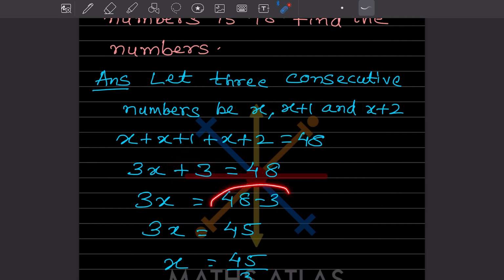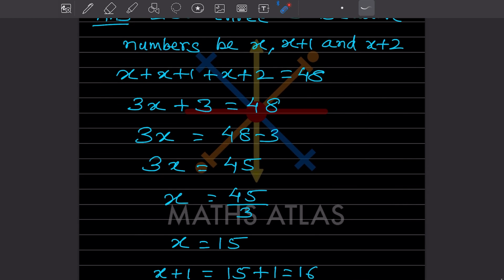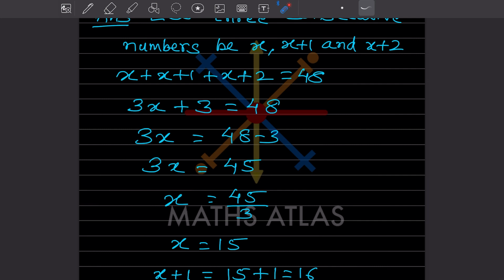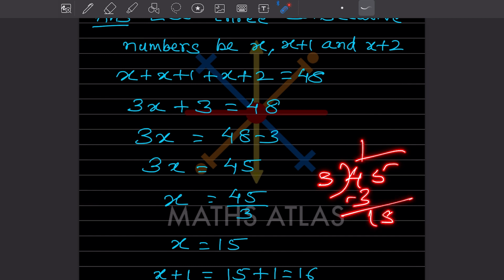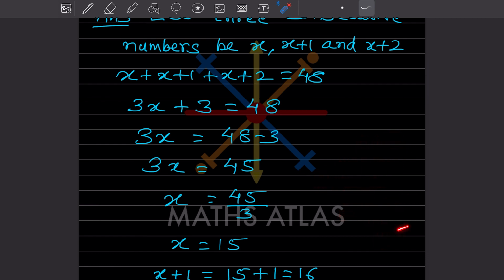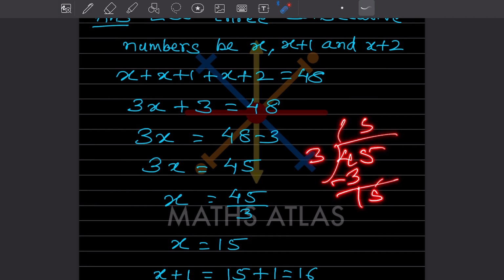So 3x is what? 45. So x is going to be 45 by 3. So 45 divided by 3. You can also do like this. 3 ones are 3 and 15, if you don't know the 15 times table, okay? So this is going to be 15, that is 45 by 3. I'll write it again. 3 ones are 3. So this is 15. 3 fives are 15. So what is the answer? This is 15. So x is 15.